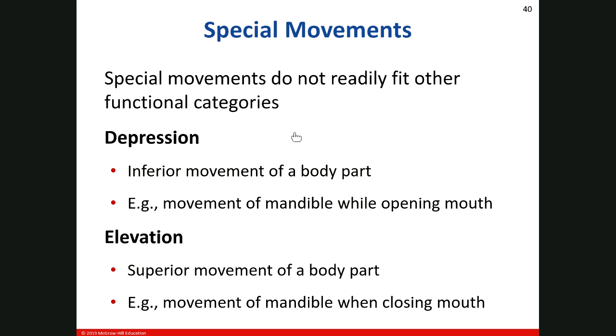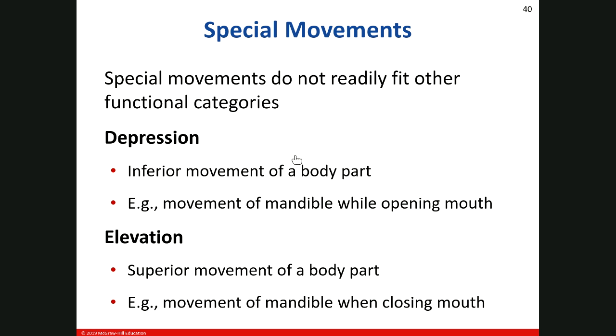Okay, so when we talk about depression and elevation, a couple areas apply to this: the mandible and your shoulder blades, the scapula. When we're talking about depression, let's use our jaw as the example. When you depress the jaw, you let it hang down. You're opening your mouth. The mandible moves inferior. When you elevate your jaw, you're closing your mouth. You're just like an elevator. It goes up. Your jaw moves up.